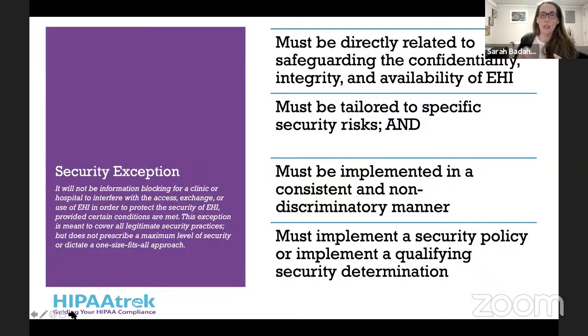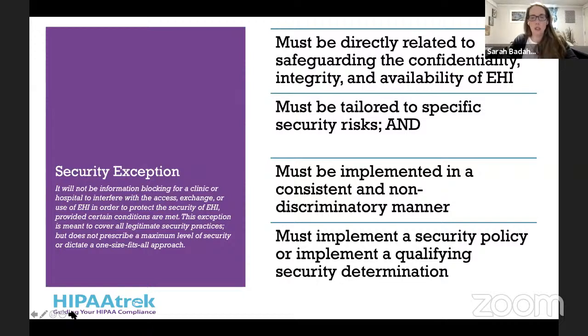You must really say, because of this specific issue, we will not be releasing information in this manner, and it must be non-discriminatory, right? It must be released consistently across the board. So you can't say for this subset of patients or for this subset of data, we will not release information in this way. It must be consistent across the board.